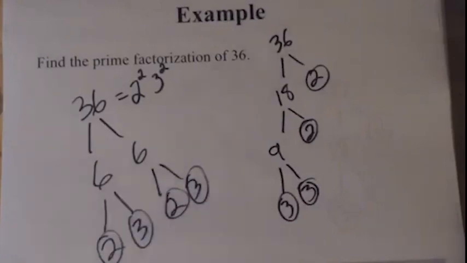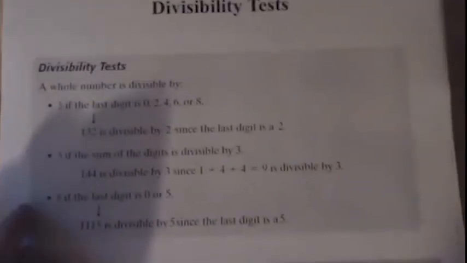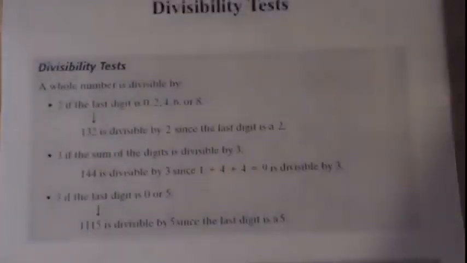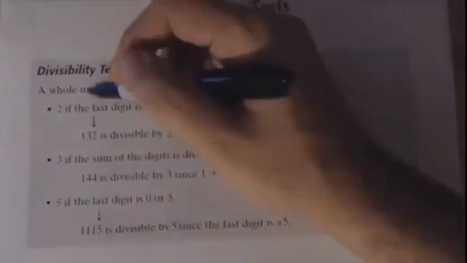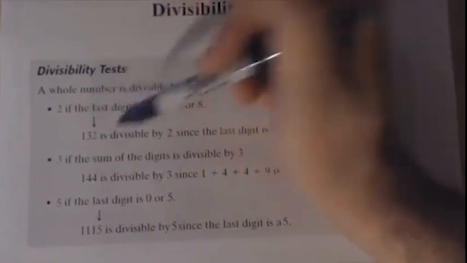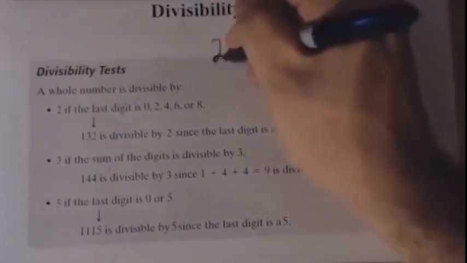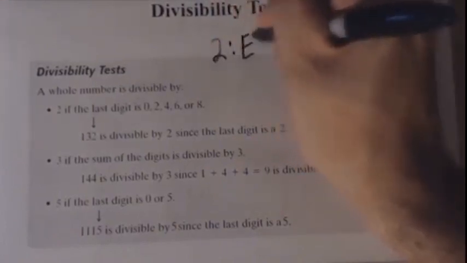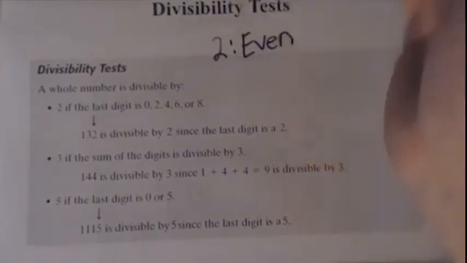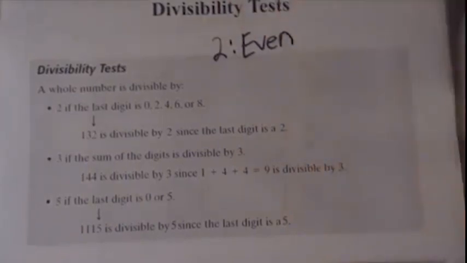When we're finding prime factorizations, when we're factoring in general, it's helpful to know a few divisibility tests. So a whole number is divisible by 2 if the last digit is divisible by 2. So if it ends with an even number. So it's divisible by 2 if it's even. And it's even if the last digit is even: 2, 4, 6, 8, 0.